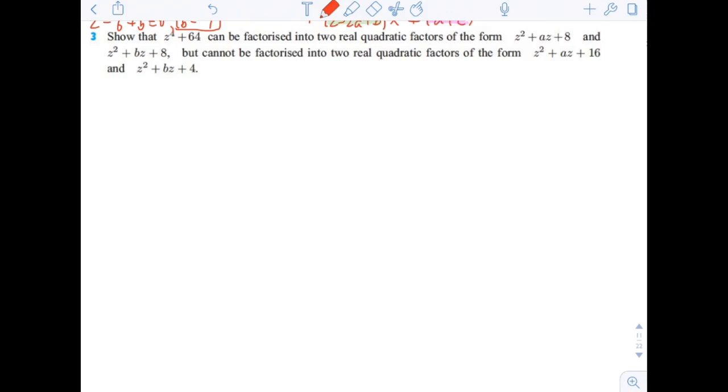so let's do this. Let's take this and this quadratic, and we're going to multiply them together. I'm going to do it with lattice multiplication, okay? z squared plus az plus 8, and I'm going to multiply that times z squared plus bz plus 8.